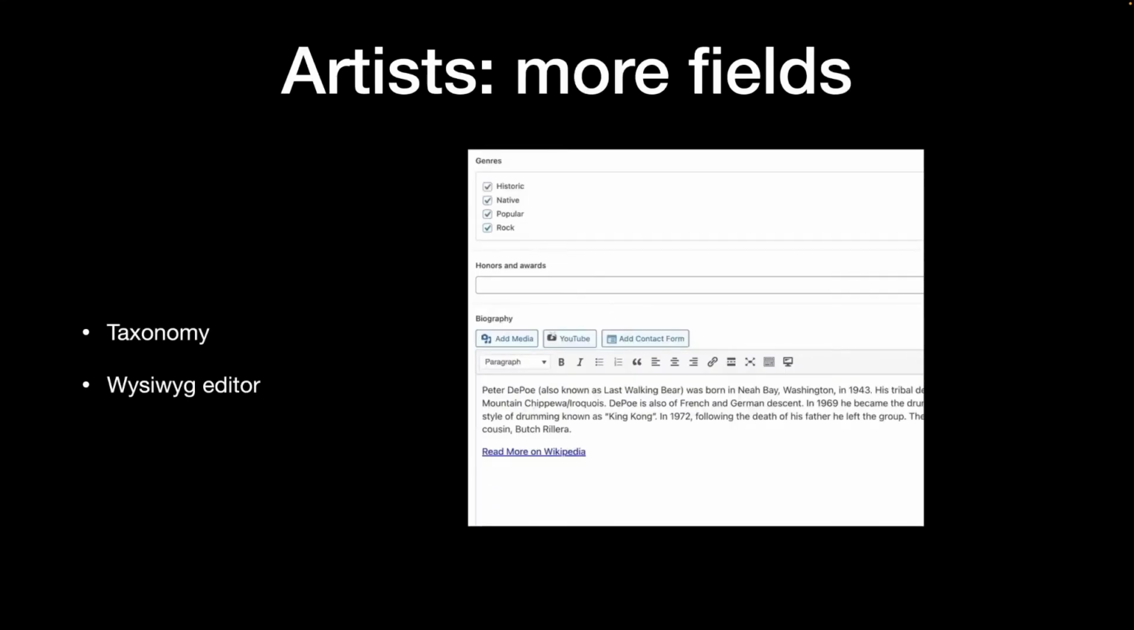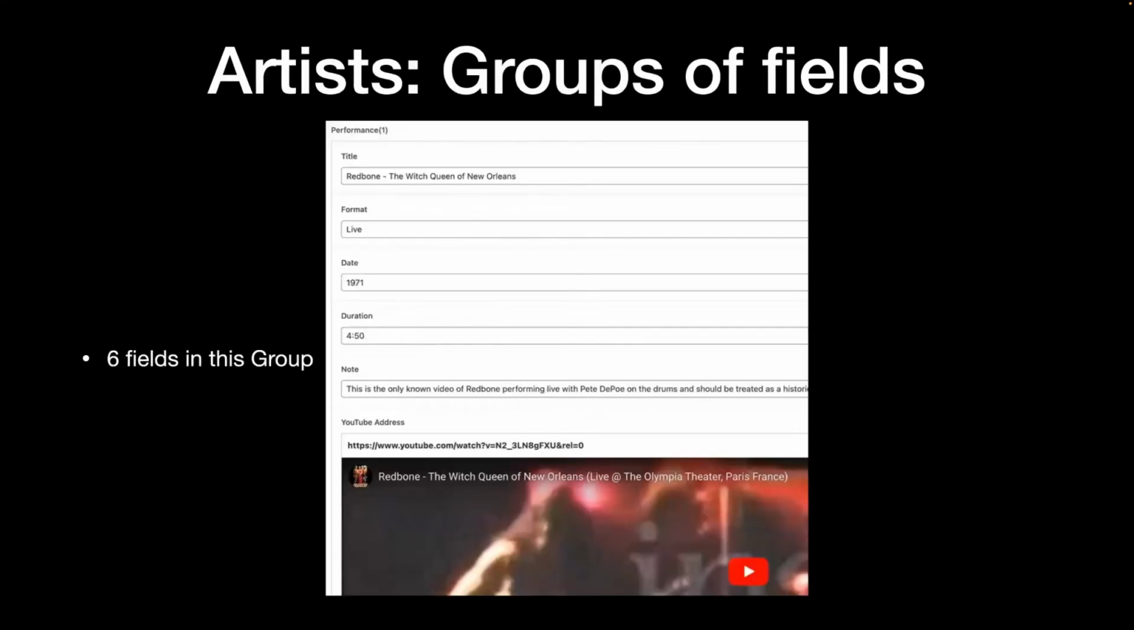Here I've got the genre shown, and I've got 4 different genres with checkboxes. And so that's part of the taxonomy. And then you can see the biography field is a WYSIWYG editor. So very much like the old-fashioned editor in WordPress. So this is what you would see if you were literally scrolling in the back end of WordPress, adding a brand new artist. You just fill these things out.